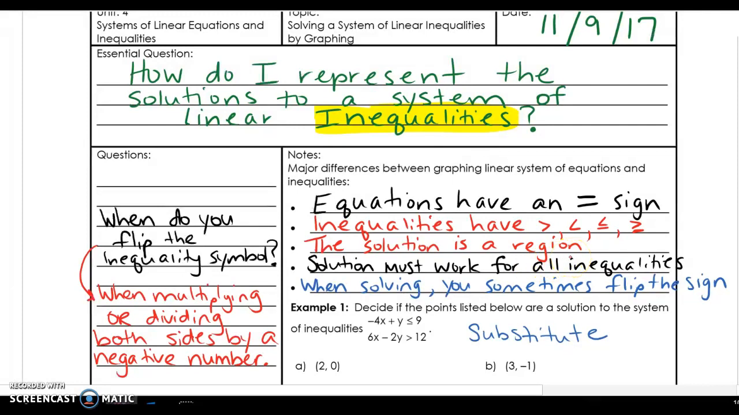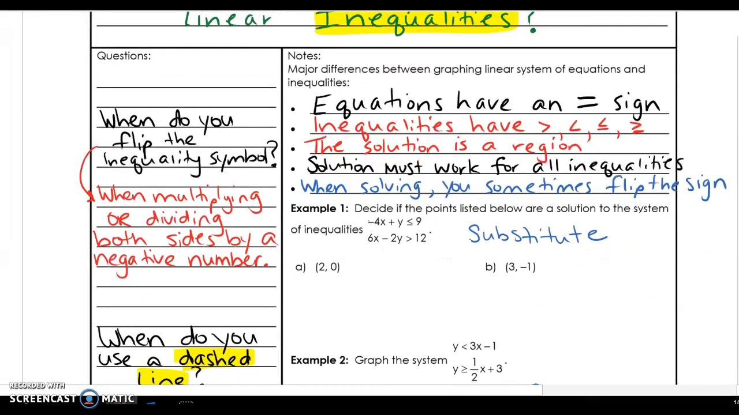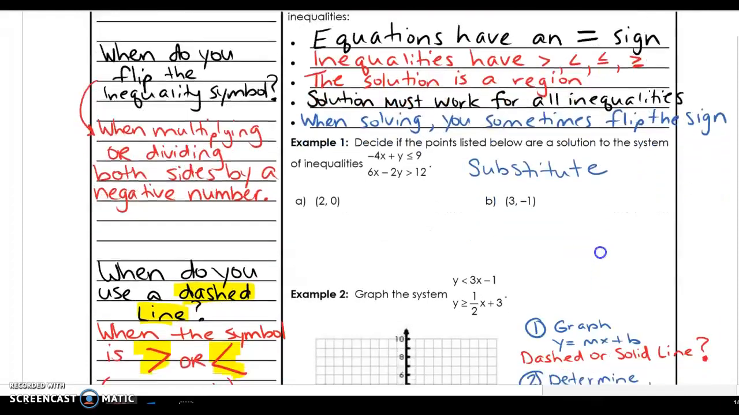The solution must work for all inequalities. Very similar to an equation, the solution must work for all of the equations in the system. Remember, when do you flip the sign when you're solving an inequality? When you multiply or divide both sides by a negative number. Let's look at some examples.